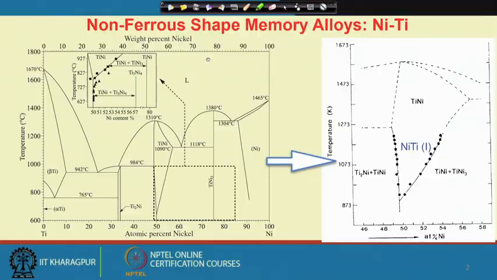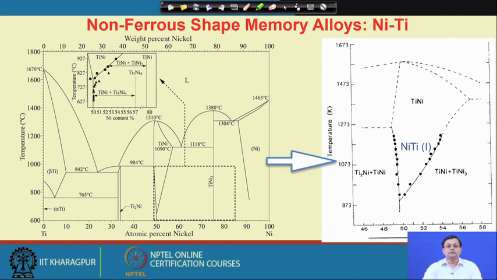Among all the very important non-ferrous systems, titanium nickel plays a very major role in shape memory alloy applications, because it has a very wide range of application and we will go into detail of it. So, let us start today's discussion with the nickel titanium system. Before going to different phase transformations in nickel titanium, we must look at its phase diagram first.